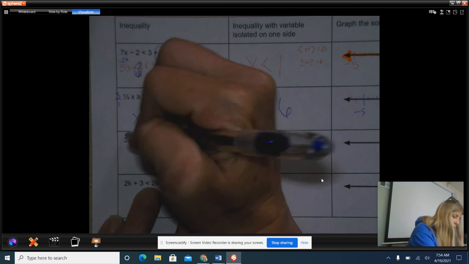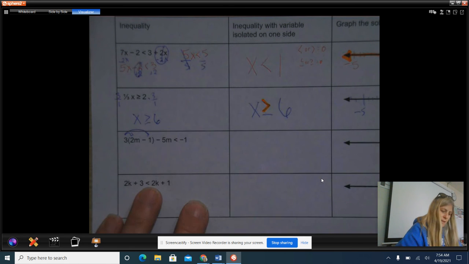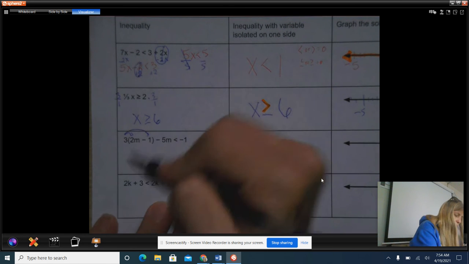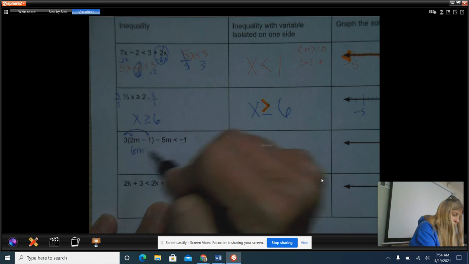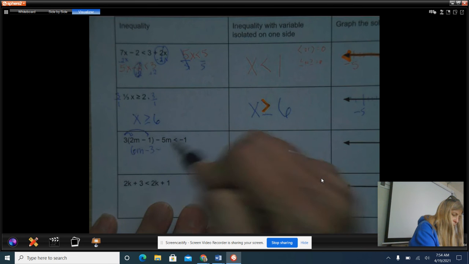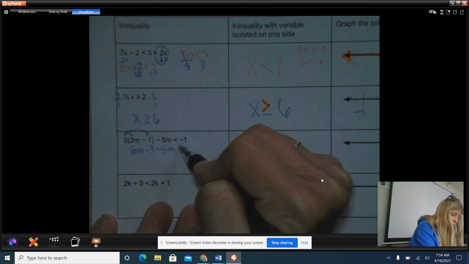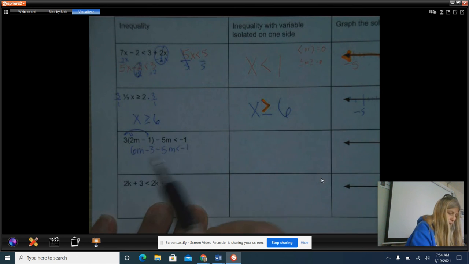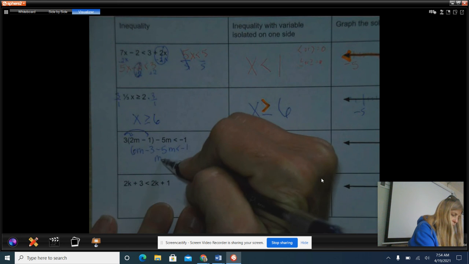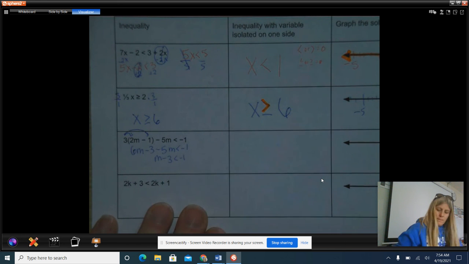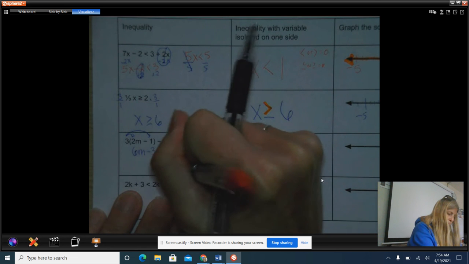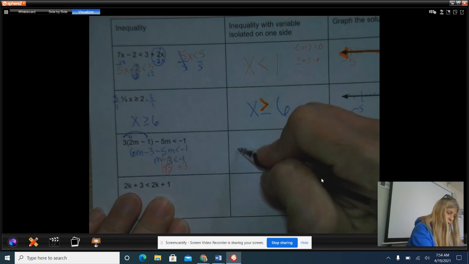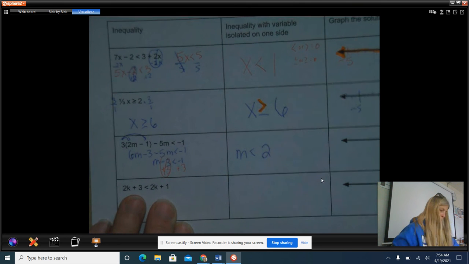Okay. Now we're going to solve for m in this case. And we're going to distribute. 3 times 2m is 6m. 3 times -1 is -3. Minus 5m is less than -1. 6m minus 5m is m. So m minus 3 is less than -1. And now I'm going to add 3 to both sides. And so m is less than 2.